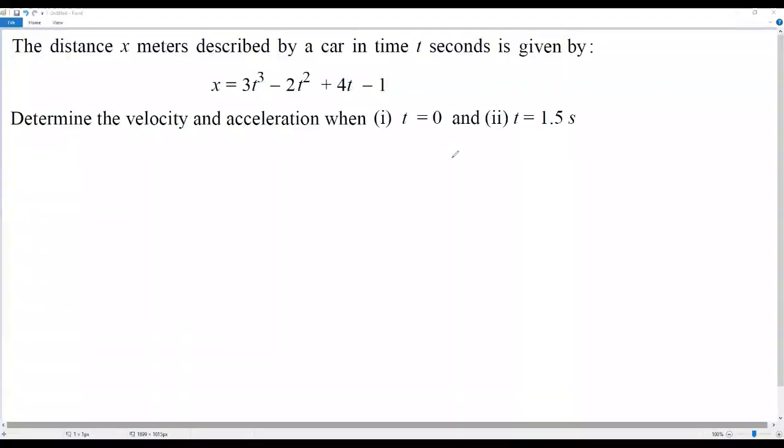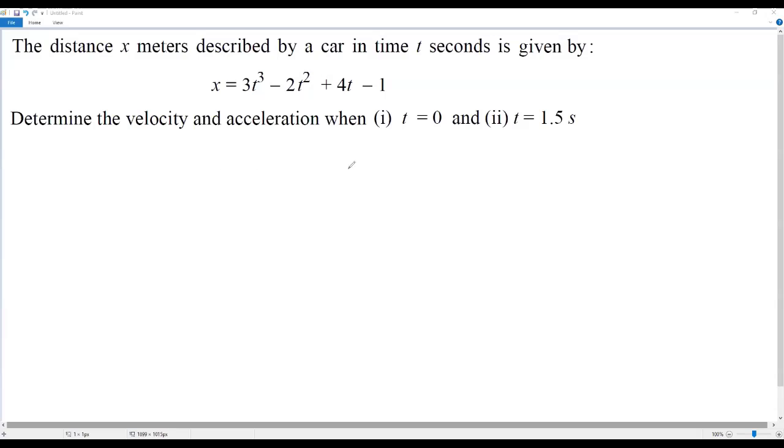Here we have a derivative problem on velocity and acceleration. Okay, let's go with the information. The distance x meters described by a car in time t seconds is given by x equals 3t³ − 2t² + 4t − 1. Determine the velocity and acceleration when t is equal to 0 and t is equal to 1.5 seconds.